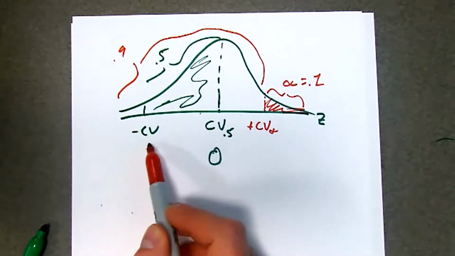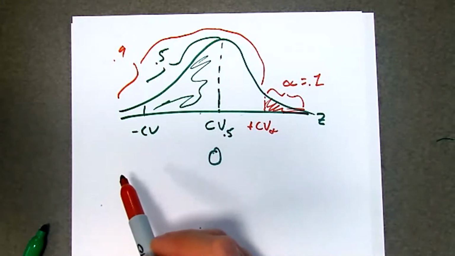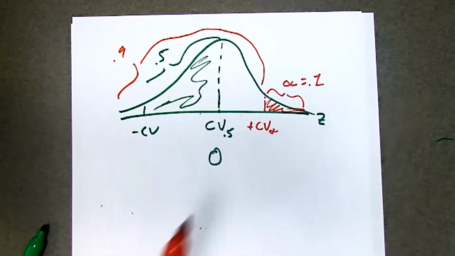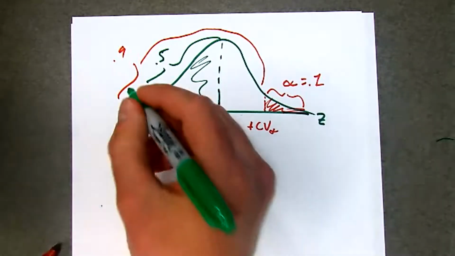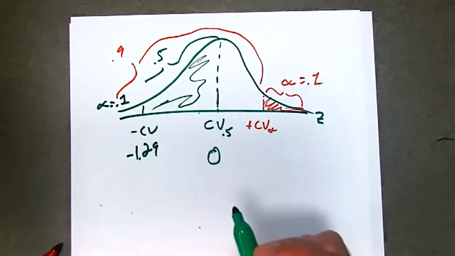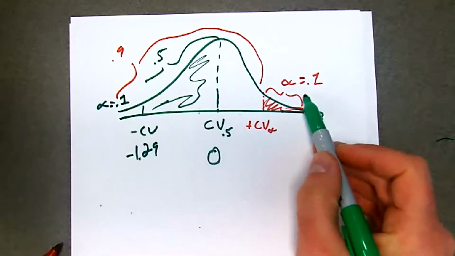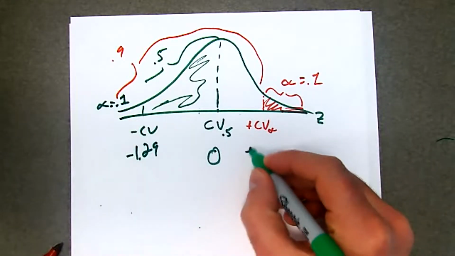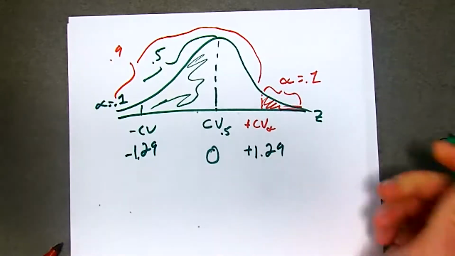So for my right tail test, I'll have positive critical values. For my left tail test, I'll have negative critical values, but it's a symmetric distribution. So before, when we said if I wanted an alpha of 0.1 in the lower left tail, that was a negative 1.29. So if I want 0.1 in the upper right tail, my critical value is going to be positive 1.29.